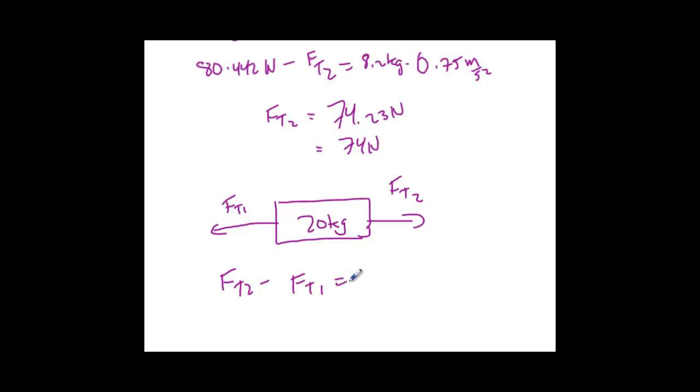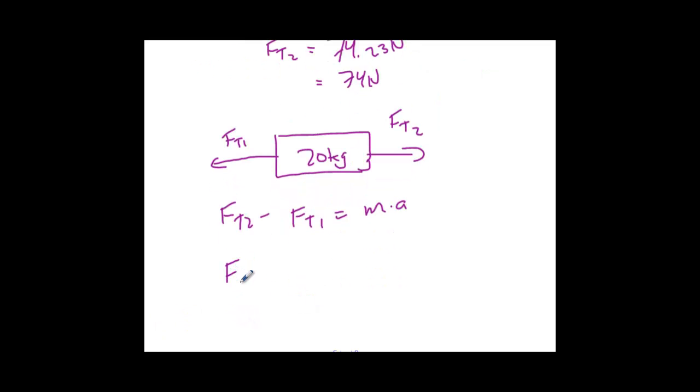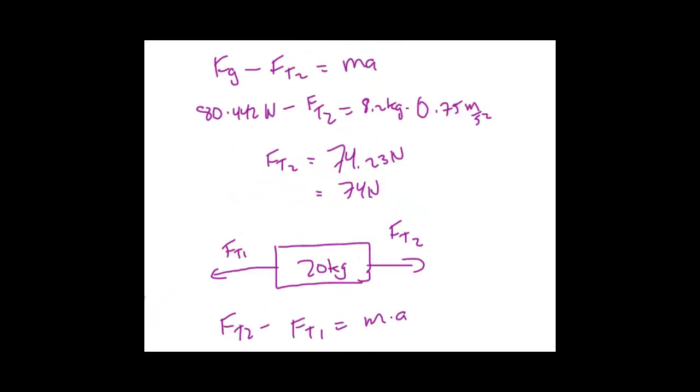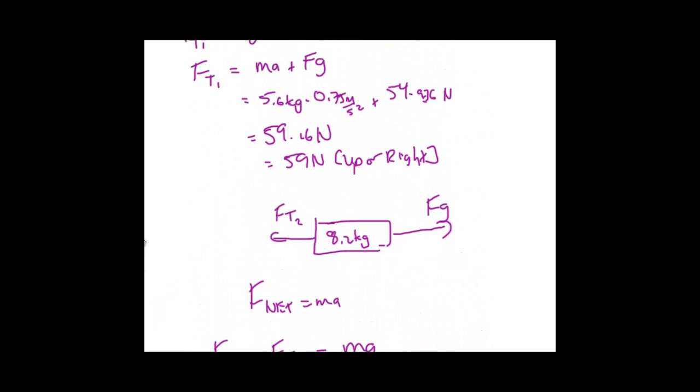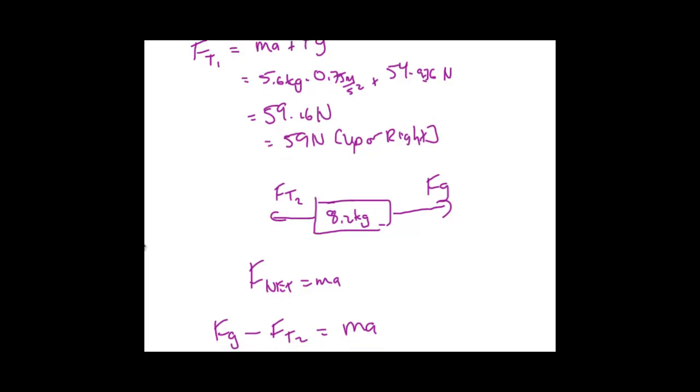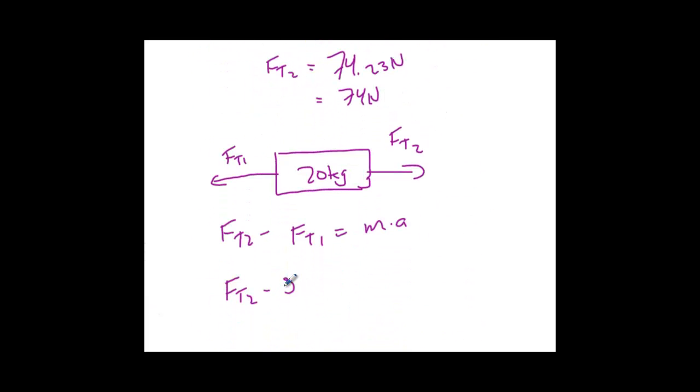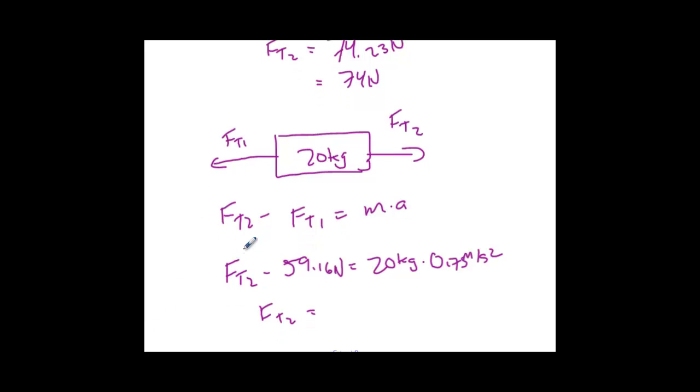Ft2 minus Ft1 would equal mass times acceleration. So, how do I want to put this here? Ft2 minus, where is it there? 59.16 newtons. The mass of the tire is 20 kilograms. The acceleration is 0.75 meters per second squared. Add the 59 to the other side, but I'm hoping you guys are good at algebra by now.